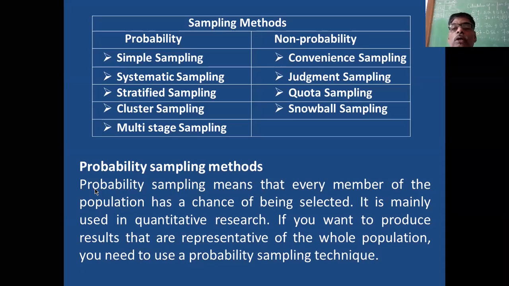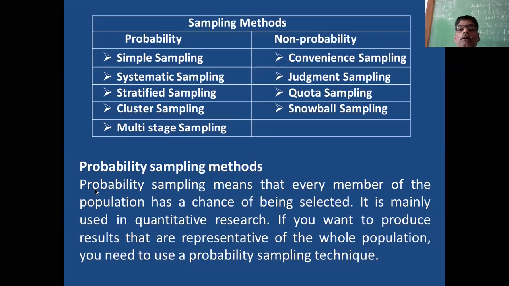There are two types of research. One is quantitative research, another is qualitative research. Okay. In the quantitative research, probability sampling is applicable. And if you want to produce results that are representative of the whole population, if you want to know the result of the whole population based on sampling, the probability sampling is the best method of sampling.